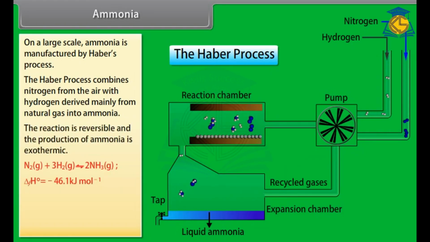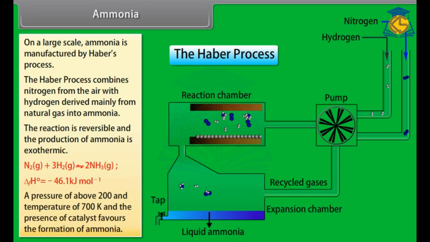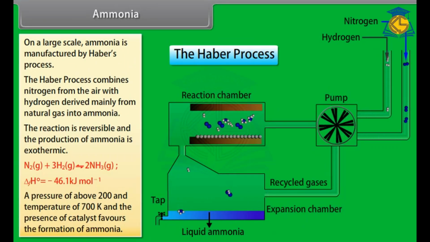The reaction is reversible and the production of ammonia is exothermic. A pressure of above 200 atm, a temperature of 700 Kelvin and the presence of a catalyst favor the formation of ammonia.